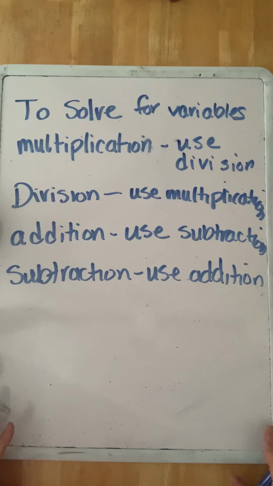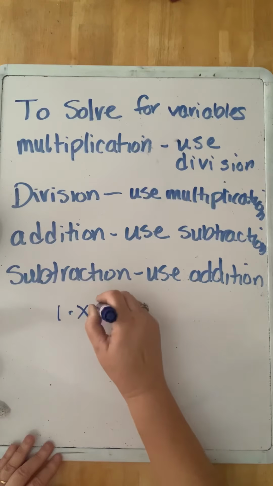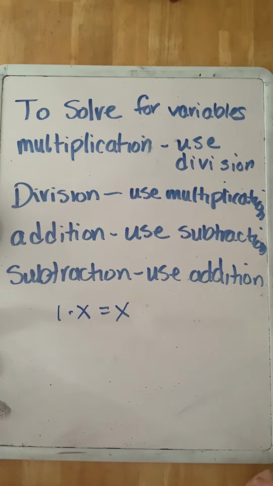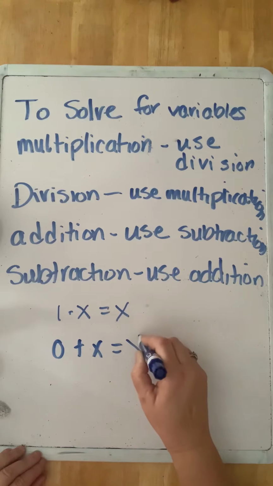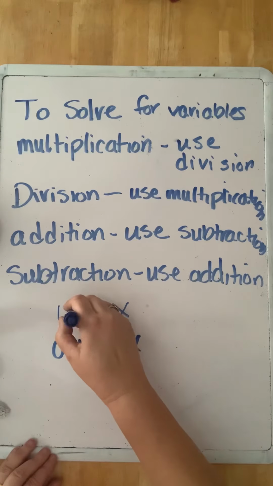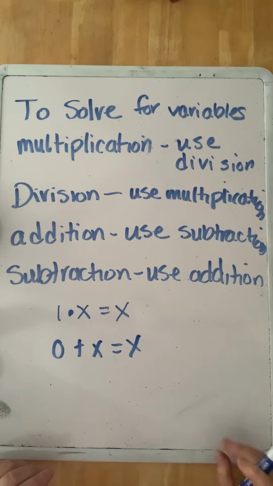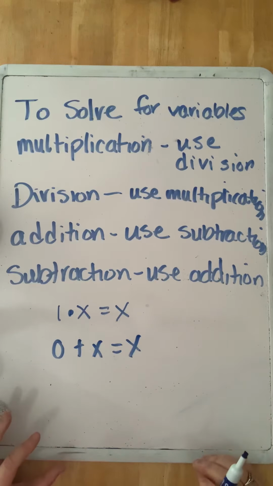The identity property of multiplication, the same for division, is that 1 times anything equals that anything. So 1 times x equals x. Okay, you isolate that variable. And then the identity property for addition, same for subtraction, is that you want to get that to be a 0. So you have 0 plus x equals x. Okay, this is how you isolate the variable, and that's what the concept is. It's isolation of the variable.